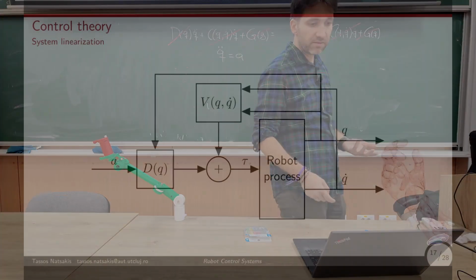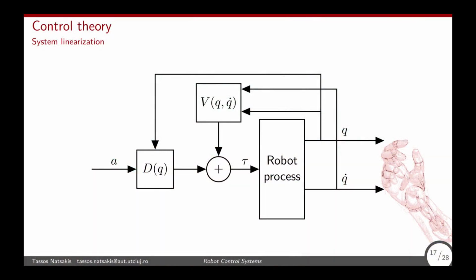All right, so we do basically something like this. We have a feedback loop where we are measuring Q and Q dot, and we use the matrices that we know. So V is basically C and G together, just to save space, we group them together.